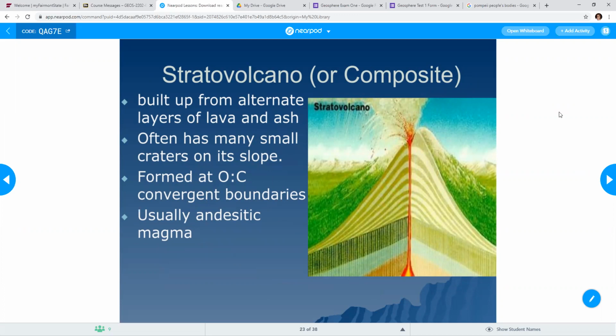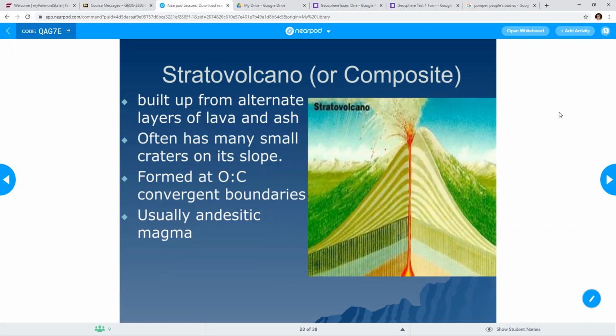Stratovolcanoes. They form at ocean to continental convergent boundaries. If you ask a little kid to draw a volcano, this is usually the one they draw. You know, the great big steep one. And that's what this is.